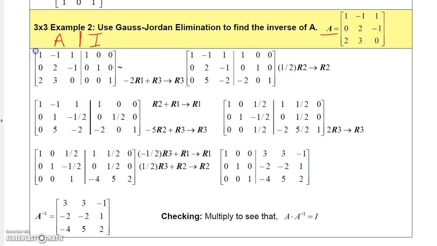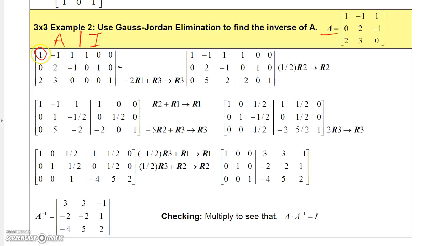Now, what I want to do is I want a 1 right here, which I already have. Remember, I want to get this left-hand side in reduced row echelon form. So I've got a 1 here. I've got a 0 here, so that's good. But I need to get rid of this 2. So I'm going to have to do minus 2 times row 1 and add it to row 3.